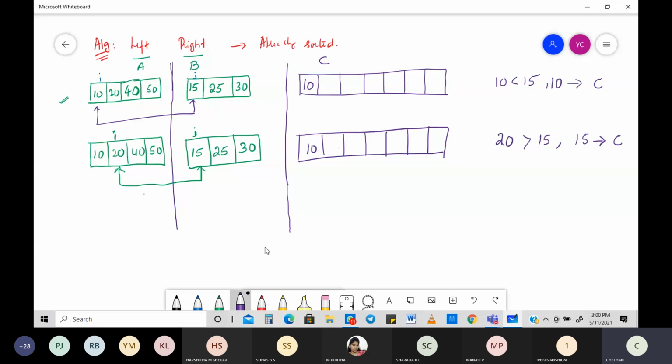So this will become 15. And wherever the array that was there, that needs to be incremented. So this needs to be incremented now. Now J will go to 25 in the next step. Like this, you need to keep on doing for everything.